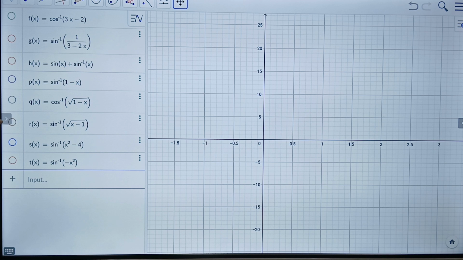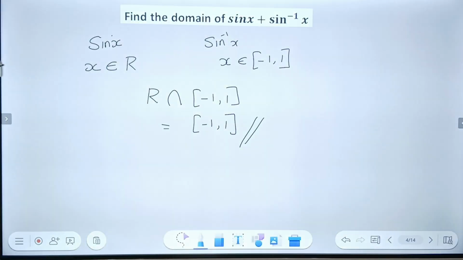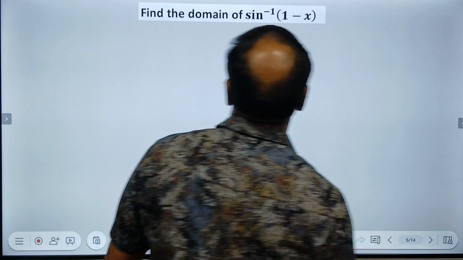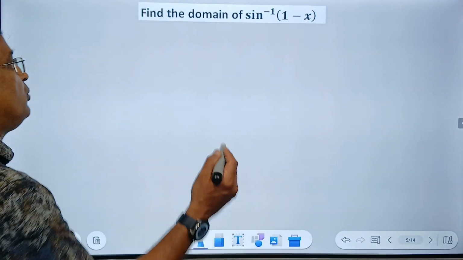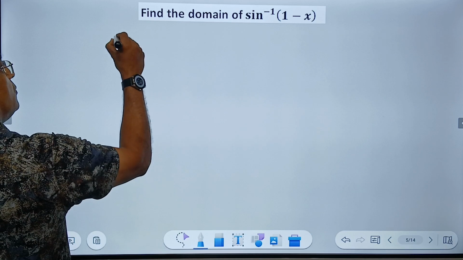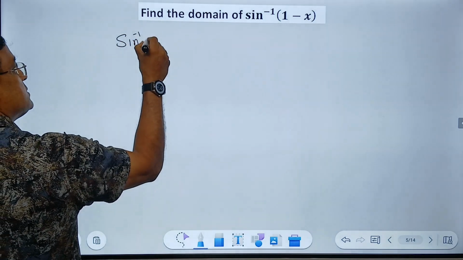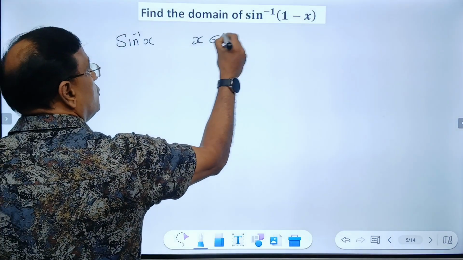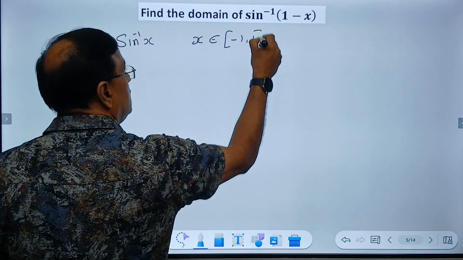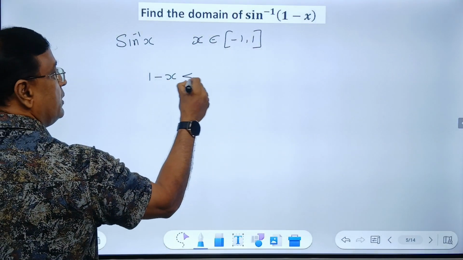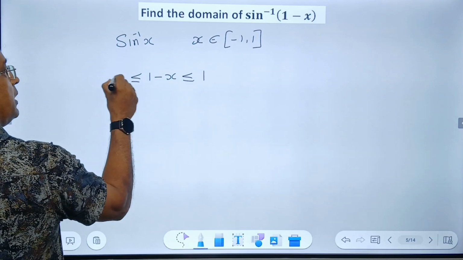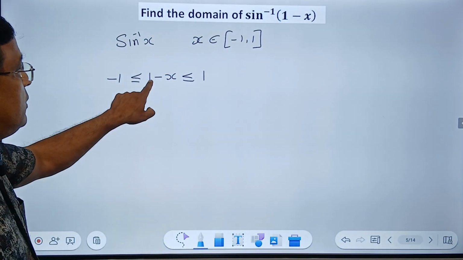So I'll close this. Let's go to the next problem. The next problem is, okay, sine inverse of 1 minus x. So why don't you quickly try? We'll do together. Now, you know, for sine inverse x, the domain is closed interval minus 1 comma 1. So here it is 1 minus x. So 1 minus x should lie between plus 1 and minus 1.